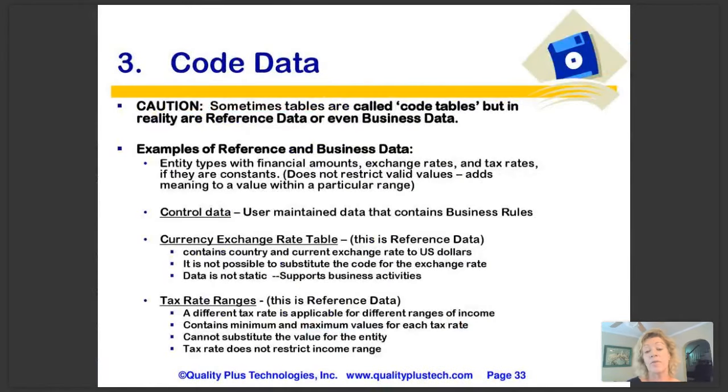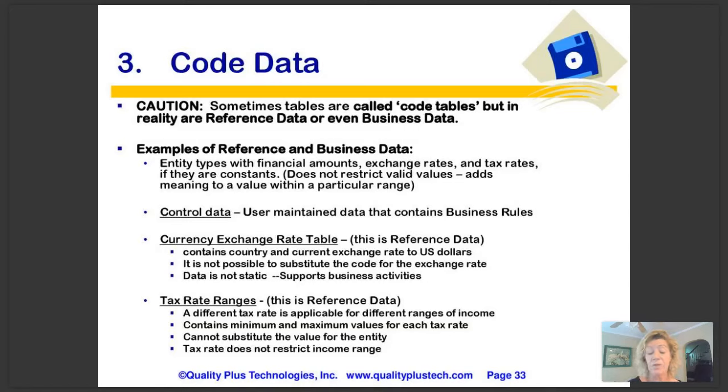Now, if you want to re-listen to this webinar, there are some examples here of reference versus code. Reference data are things like financial amounts, exchange rates, tax rates, any of those types of things. If it's not substitutable, control data is user-maintained data that contains business rules, calculations, or things like that. Currency exchange rate, the US dollar to ringgit exchange rate.